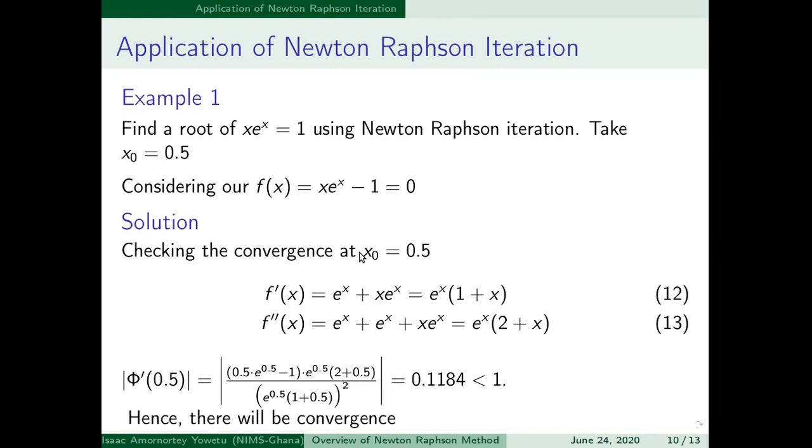So now we want to apply this formula to solve a problem. Given this equation with this initial guess, to solve it, we rewrite the equation in terms of f of x, which is this. I want to check if, with the initial guess that we are given, there is going to be convergence. We find the first derivative of this, which gives rise to this. The second derivative gives rise to this. Then we substitute our initial guess into this convergence criterion, which at the end of it all gives us 0.1184, and this is less than 1, so we are sure that it's going to be convergent.